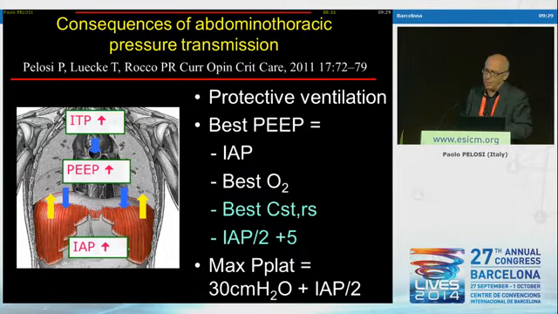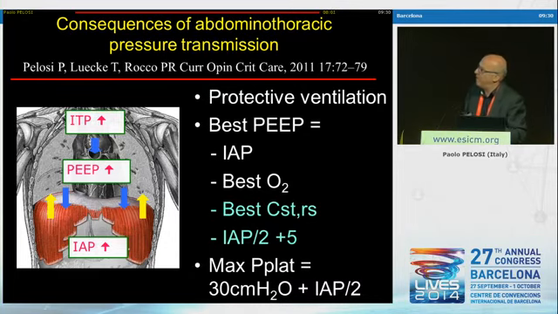So to conclude, we now have evidence that when we have patients with increased intra-abdominal pressure, we have to use protective ventilation with low tidal volume. However, be aware that if the reduction in tidal volume is associated with a major reduction in inspiratory transpulmonary pressure, this can promote further atelectasis and eventually lung damage, even if these data are mainly experimental.